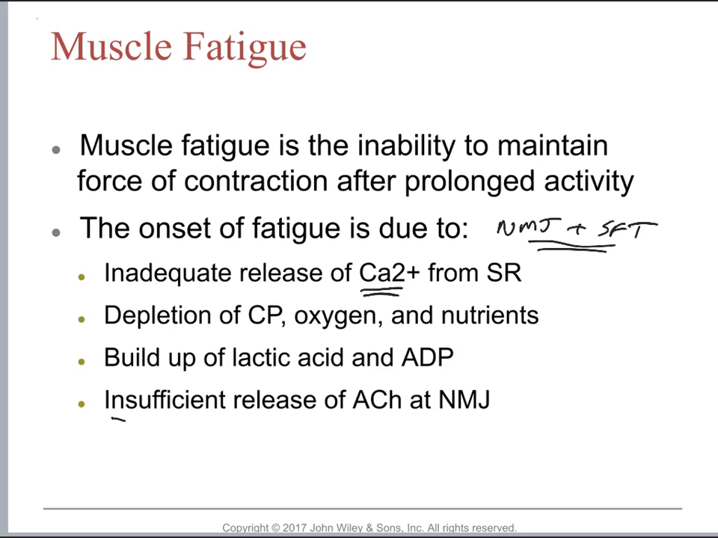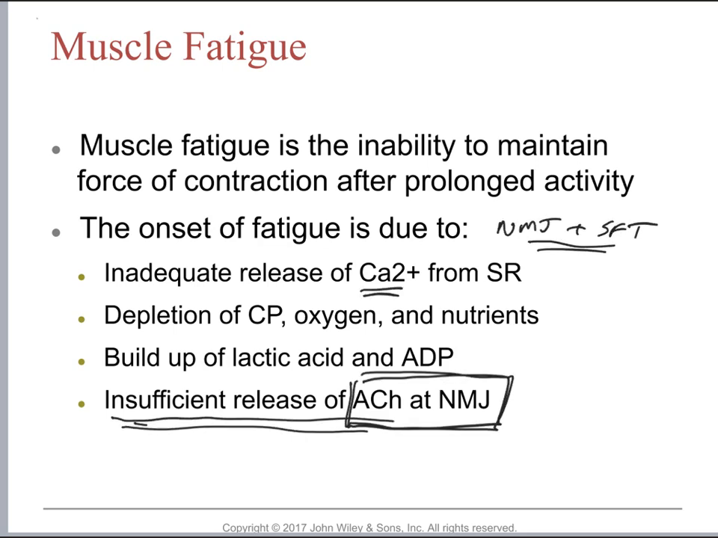And then lastly, going back to sliding filament theory, those rate limiting steps, insufficient release of acetylcholine at the neuromuscular junction. So remember, no acetylcholine, no depolarization, no release of calcium. So that leads to muscle fatigue.